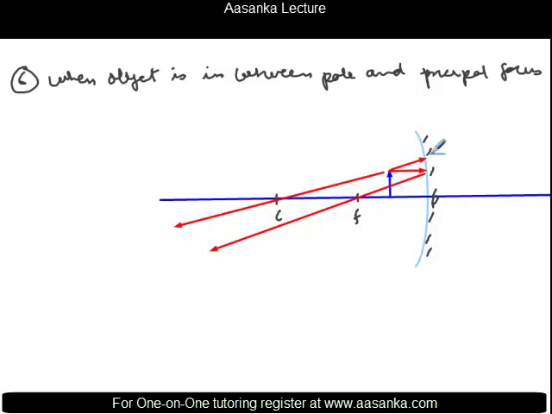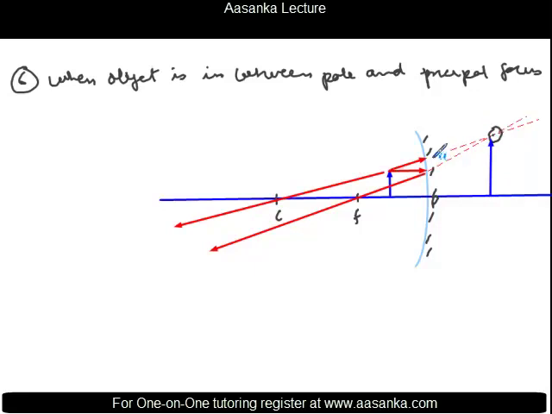Critical point: appear to meet. They actually, if you extend this ray and then this ray, they appear to meet at this point, that is at the back of the mirror. So the arrow tip will be here, and that's why the image will be like this.